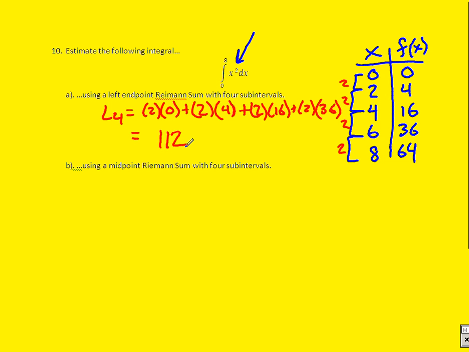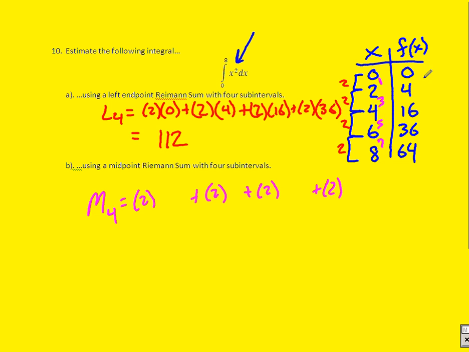Now, to do the midpoint Riemann sum, we're using the same interval. So when I do the midpoint, I'm going to start the same way. M of 4, I'm going to have 2 times some number, plus 2 times another number, plus 2 times a third number, plus 2 times a fourth number. The question is, though, we want midpoints, so we need the numbers in between. What's that going to be? We're going to want the numbers 1, 3, 5, and 7 as the x values.